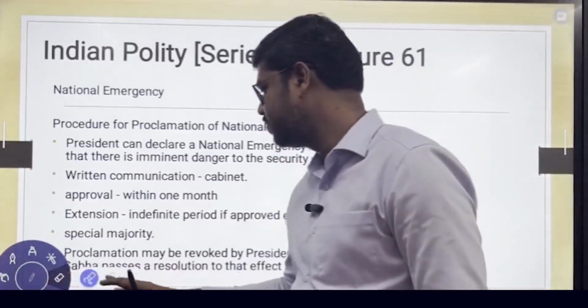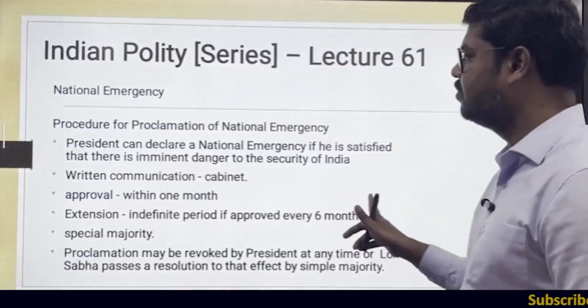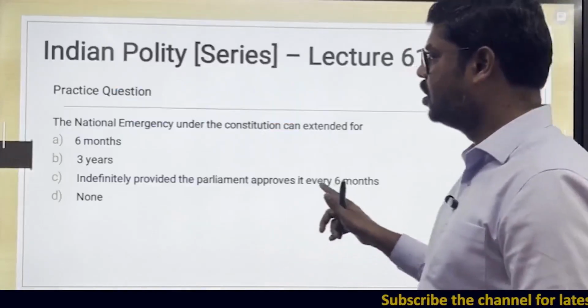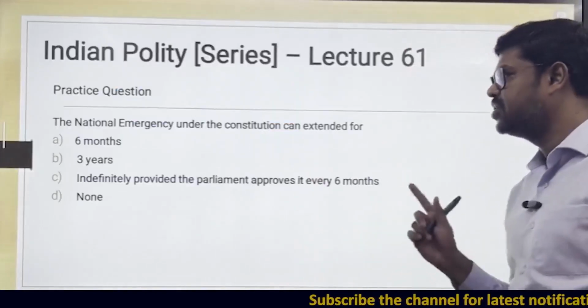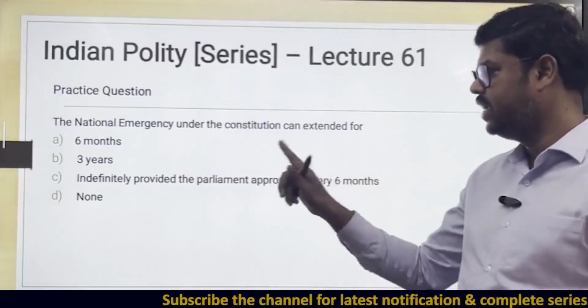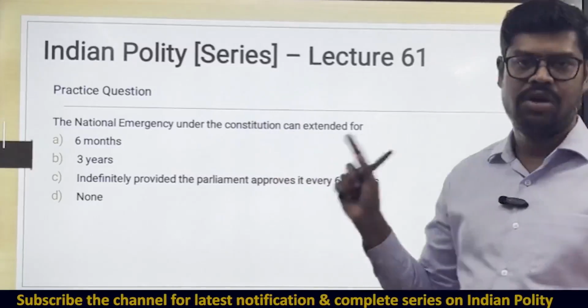But before I complete this particular lecture, please have a look into this particular question, and then we will continue with this topic in the next class. So, try to solve this question. The national emergency under the Constitution of India can be extended: 6 months, 3 years, indefinitely provided the Parliament approves it every 6 months, none of the above.